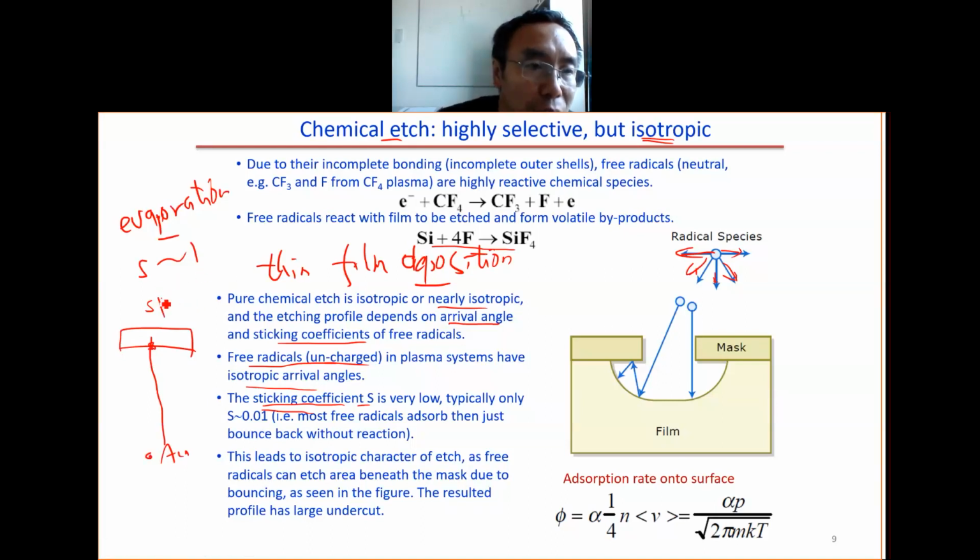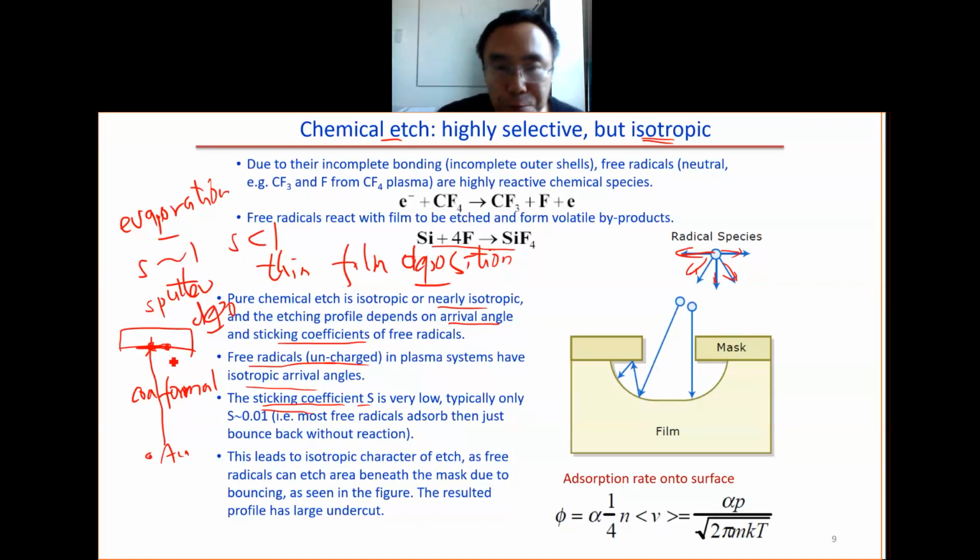For sputter deposition, S is less than 1 because it is more energetic. If the atom comes to the surface, it comes to this spot, and it will move around, maybe sticking here at the end. This is a smaller sticking coefficient. When we have a smaller sticking coefficient, we get more conformal deposition, because it can move around.